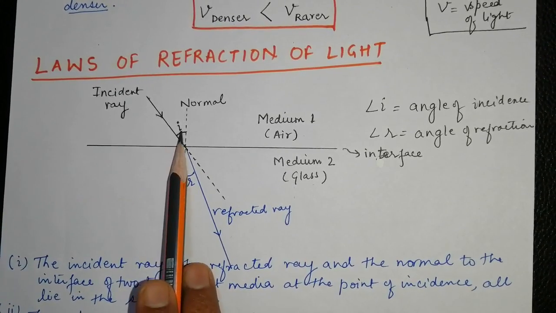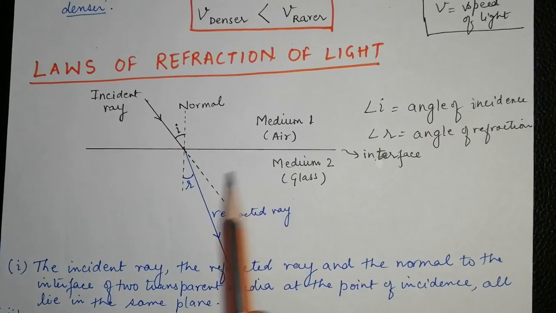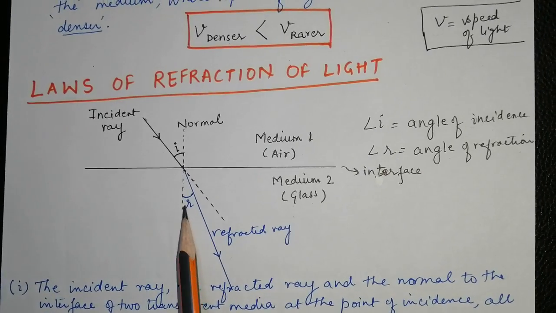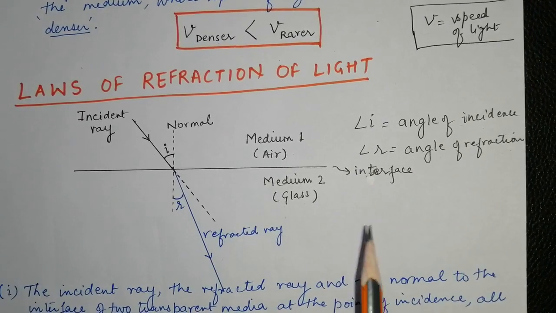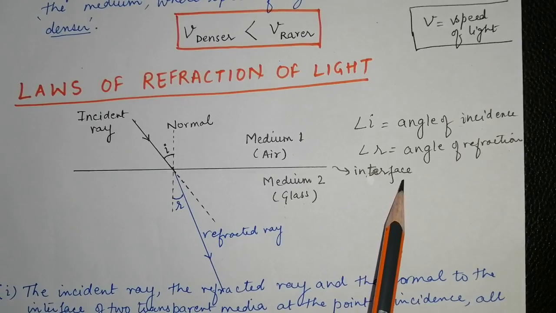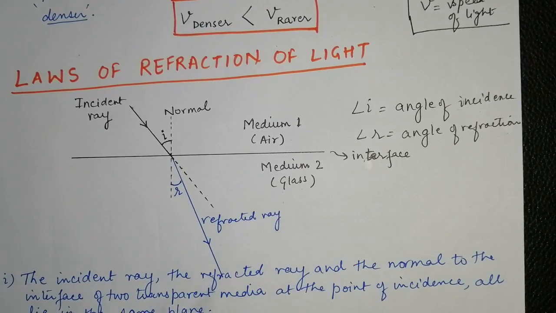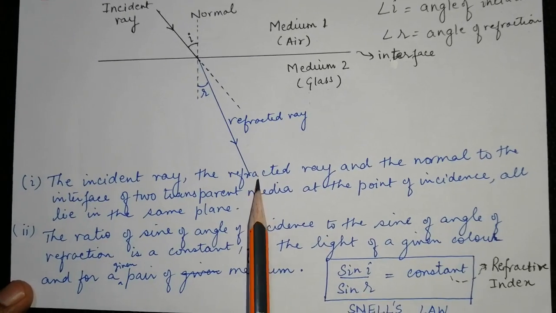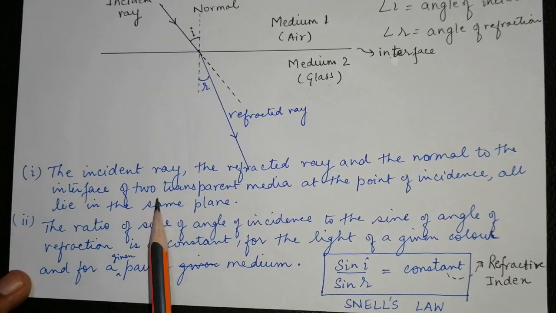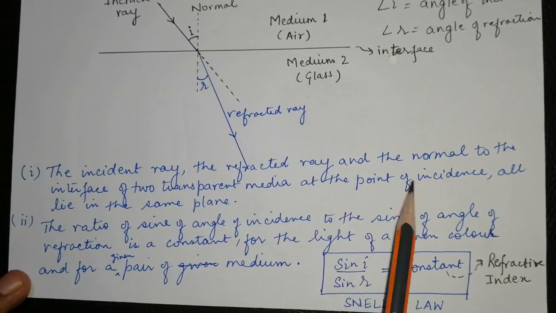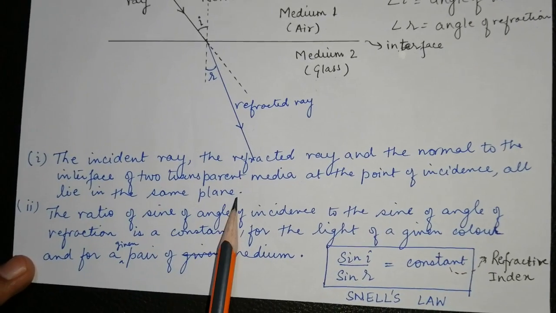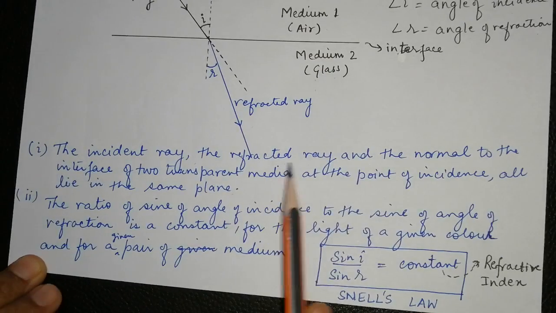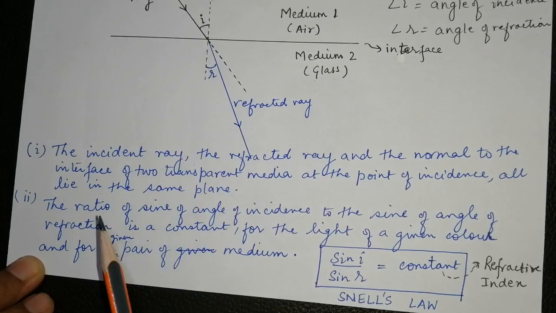Now let i be the angle of incidence and r, small r here, is the angle of refraction. Please make a note of it. This is angle of refraction, not reflection. And this boundary line is generally termed as interface, as I told you earlier. Now see, the first law says the incident ray, the refracted ray and the normal to the interface of the two transparent mediums at the point of incidence all lie in the same plane. So it's exactly the same as the law of reflection. The incident ray, the refracted ray and the normal, all these three lie in the same plane.